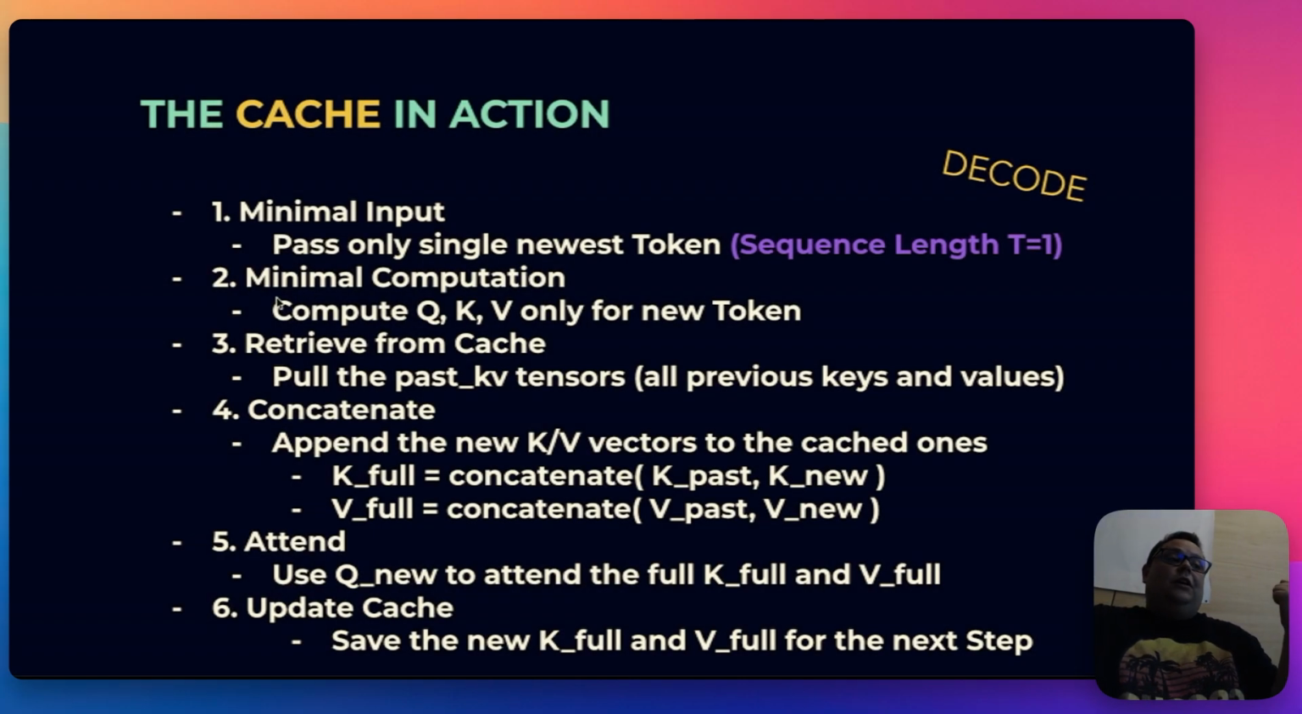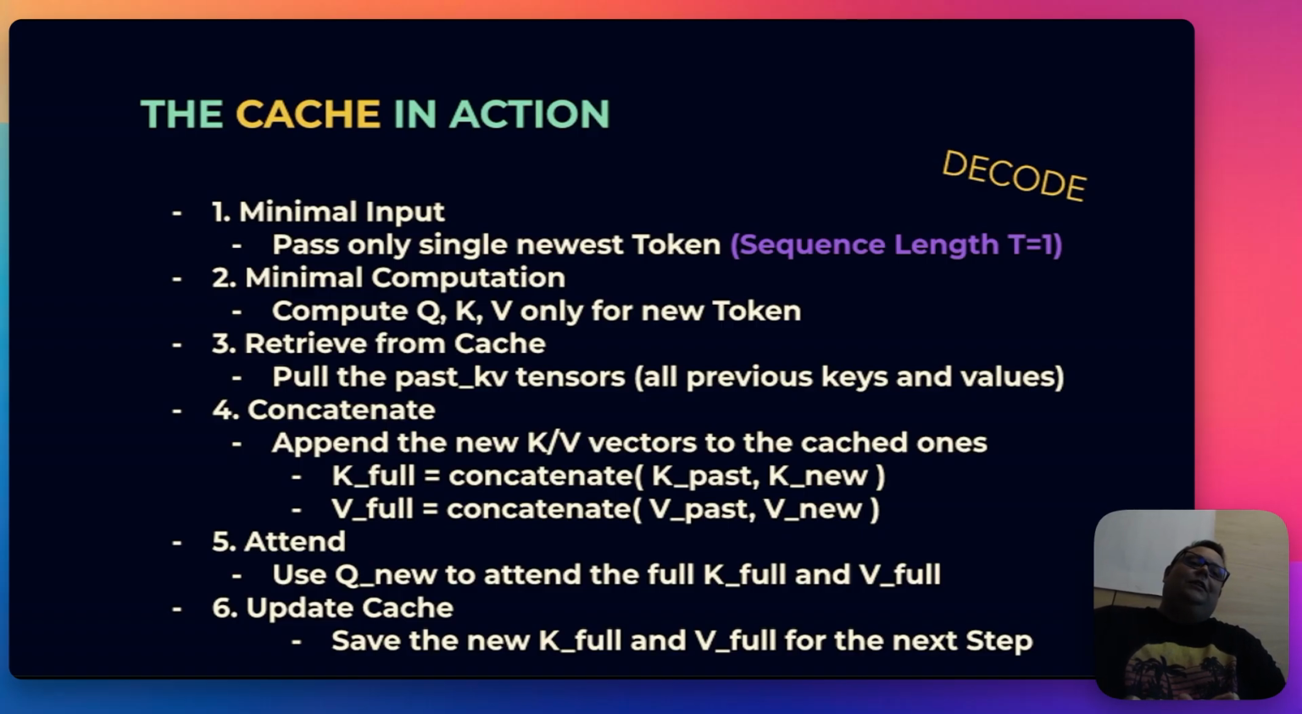So in the decode pass, on the attention side, the interesting part is we only want minimal input. I was saying earlier that the newest token is the only thing we want to compute, and we want the sequence length to be only T equals 1, nothing more. So the minimal computation is Q, K, and V only for the new token. And then we're retrieving everything from the cache, so we're asking the cache for all the previous key values we already have inside.